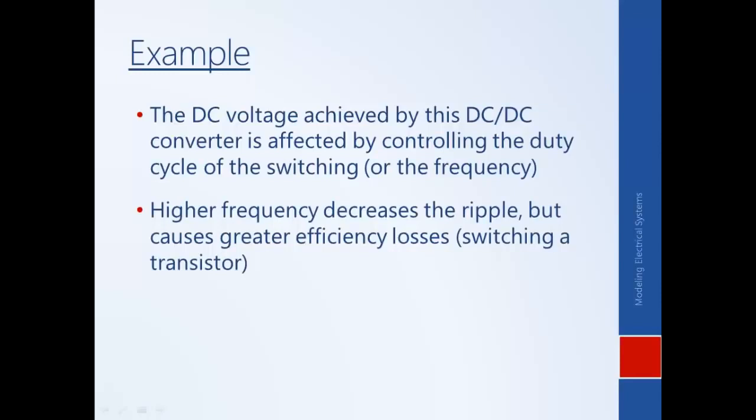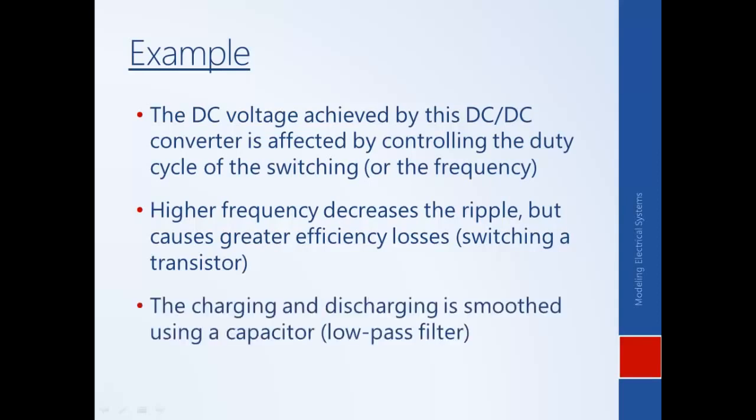Using a higher frequency gives us a smoother output, but at the cost of greater efficiency losses. Every time you switch the transistor, there are efficiency losses. And in practice, the output is smoothed by using a capacitor, which acts like a low-pass filter. And so we're sort of just glossing over some of these practical considerations, but if you take a course in power electronics, you will get to understand these elements in much greater detail.